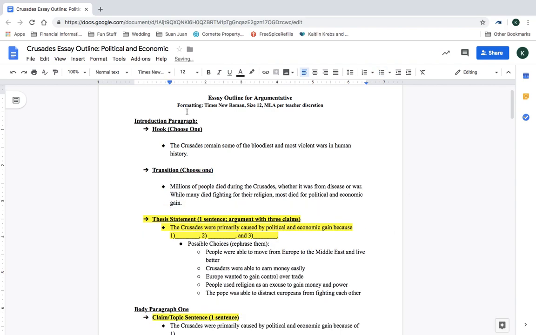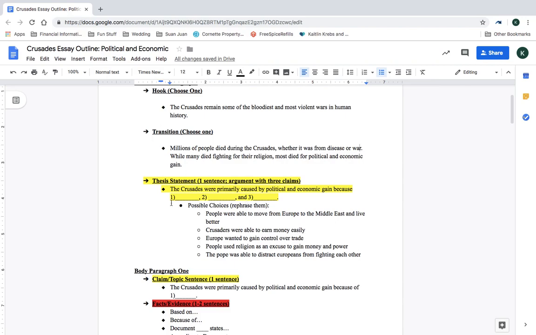So what I have so far for my introduction paragraph is my hook. The Crusades remain some of the bloodiest and most violent wars in human history. My transition. Millions of people died during the Crusades, whether it was from disease or war. While many died fighting for their religion, most died for political and economic gain. Now, if your sentence doesn't say this, that is my fault, so please fix the typo when you get a chance. The last part of your introduction paragraph is the thesis statement.